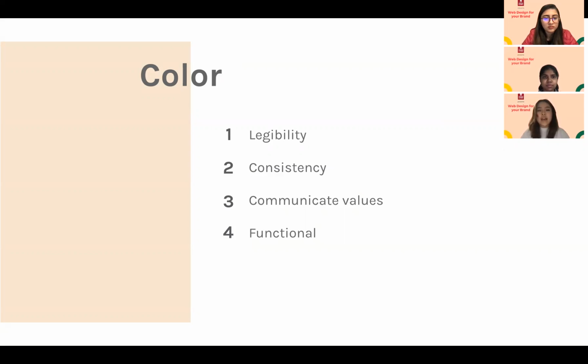And third, it has to communicate your brand values. For example, the color red is mostly associated with passion and love. The color green is associated with growth and nature. So depending on what kind of brand you are, you choose a color based on that. And fourth, that color is a lot of times used for functionality. For example, a button on your website can be colored so that it entices the viewers to click on it.